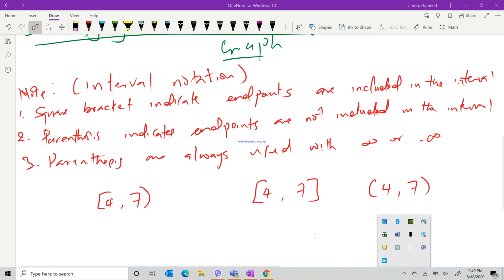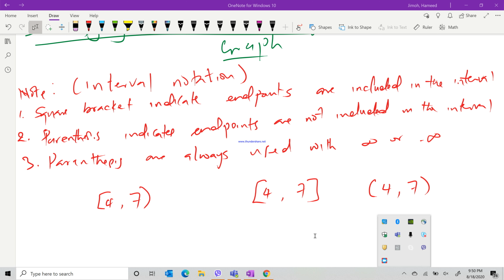Also, you have the notion of negative infinity and positive infinity. Since we are not sure of what these numbers are, we usually represent them using parentheses. So you always use parentheses whenever you have negative infinity or positive infinity.